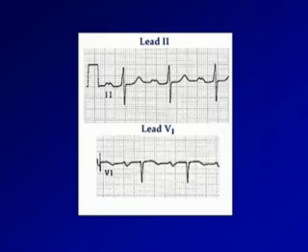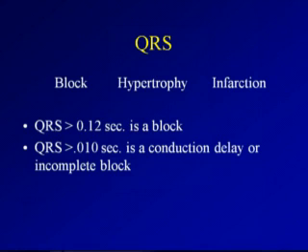The terminal negative deflection here is almost 3 millimeters wide and at least 1 millimeter deep, so it easily fits a square millimeter into that. Now, moving away from P waves, we're going to talk about QRS morphology. We'll talk about block, hypertrophy, and then infarction.